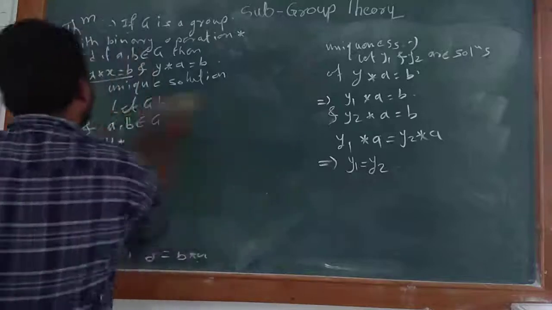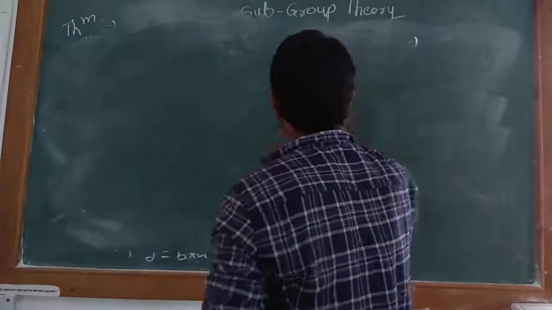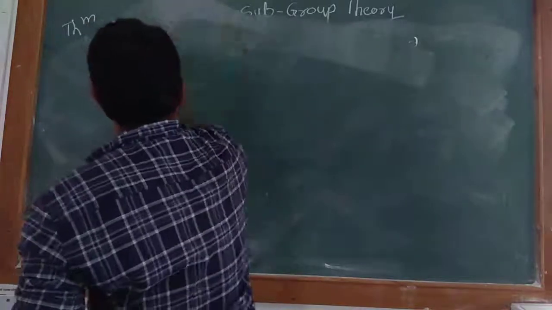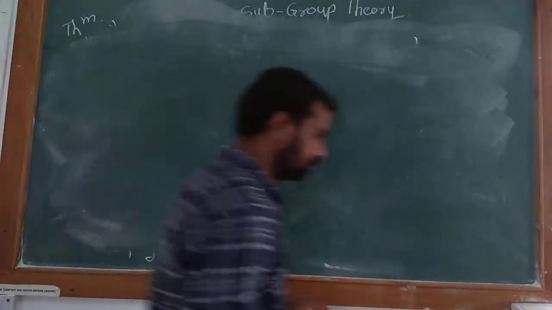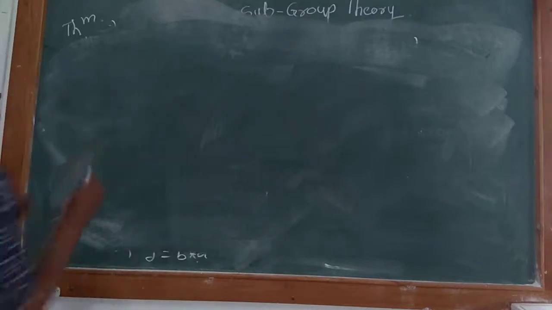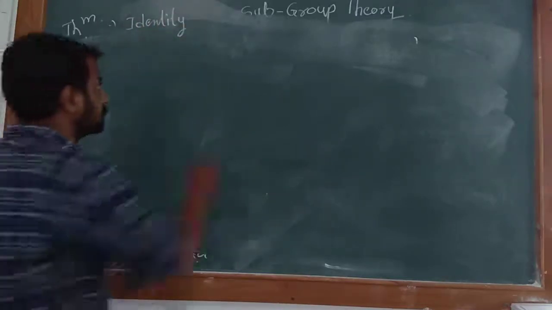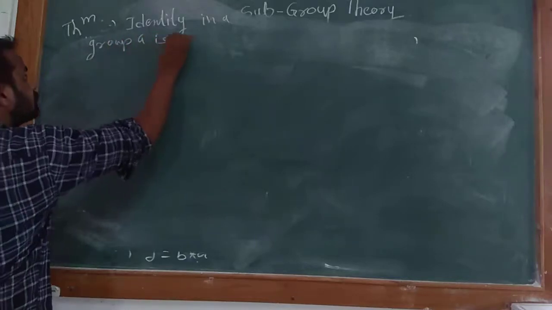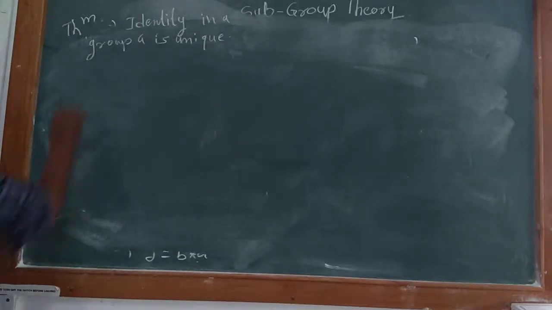Now we see the next theorem. Identity in a group G is unique.